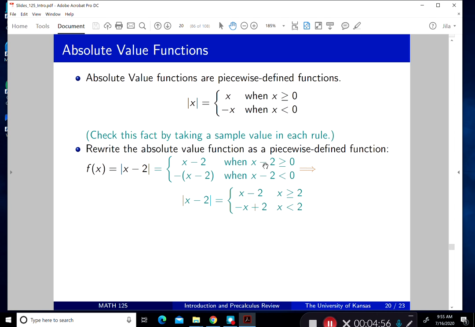This could be a quadratic function, it could be a cubic function, it could be sine and cosine functions. As long as you remember, you have to set the inside bigger than 0, set the inside less than 0, and then solve for x. It's going to work perfectly.